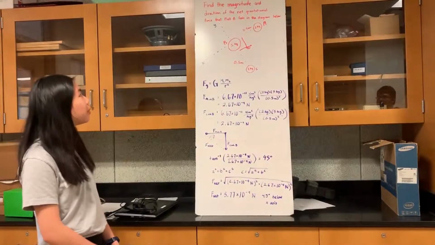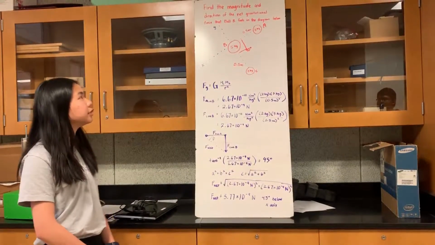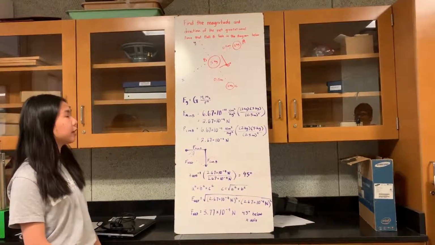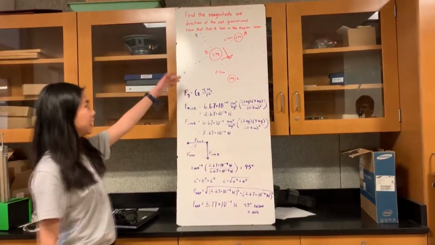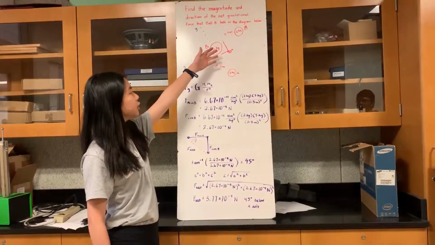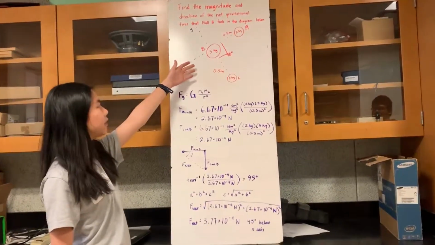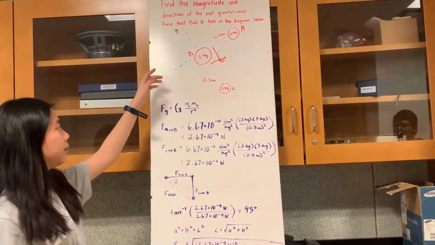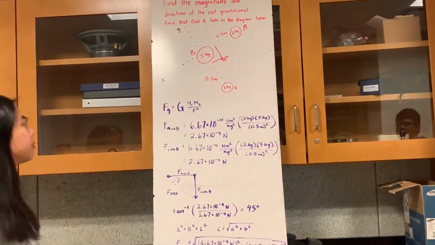So, our problem is: find the magnitude and direction of the net gravitational force that ball B feels in the diagram below. So this is a diagram. Ball A is 2 kilograms, ball B is 5 kilograms, ball C is 2 kilograms, and they're all half a meter away from ball B.